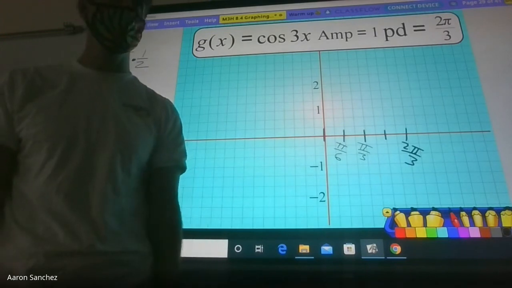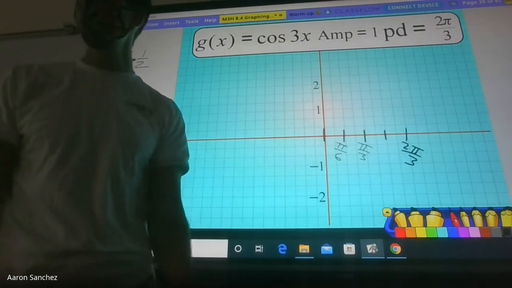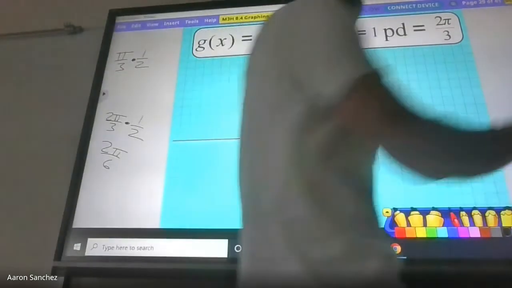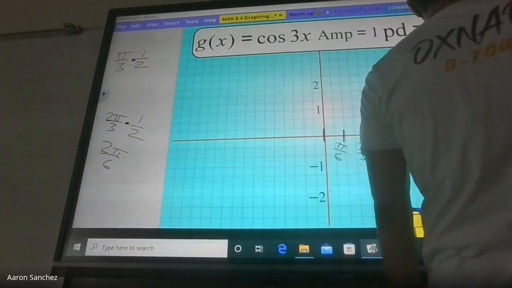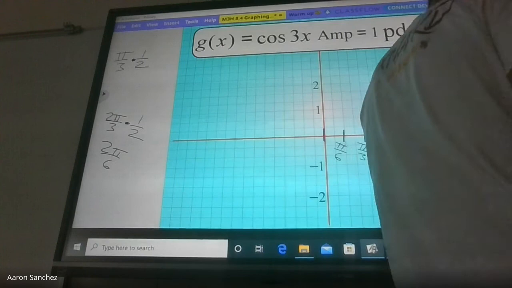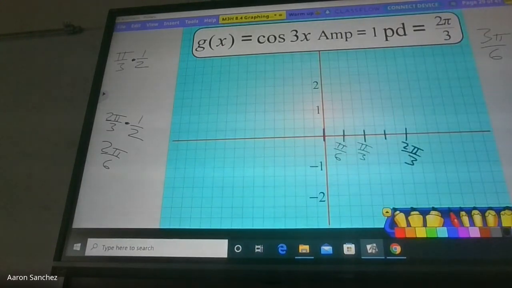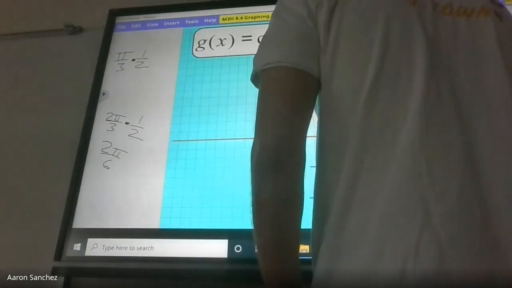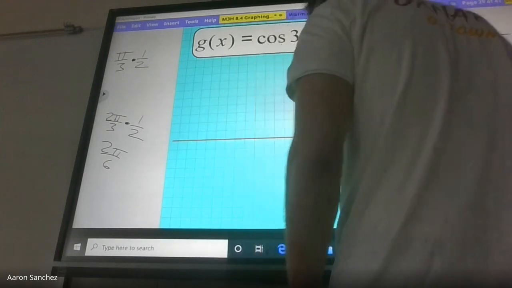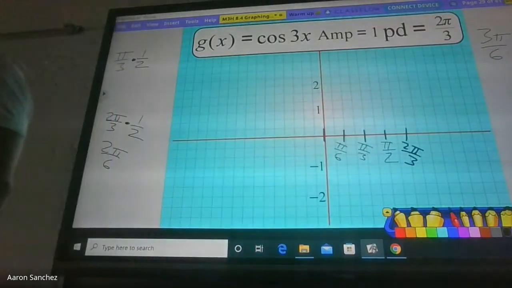3 pi over 6. But can we simplify 3 pi over 6? It is 3 pi over 6. We've got to simplify it. What does that simplify to? Pi over 2. So there you go. That's the hardest part. But you guys understand the thought process behind that, right? Just have to think a little bit.